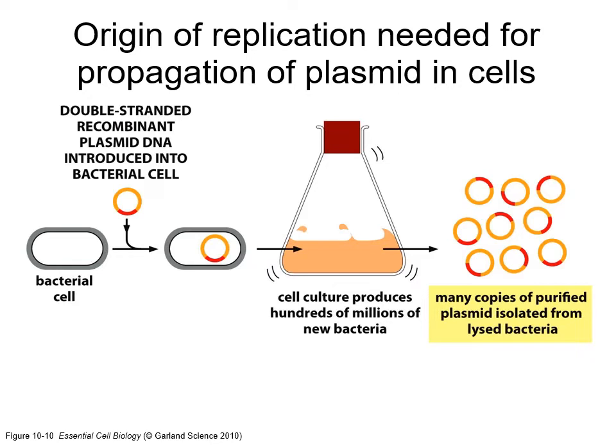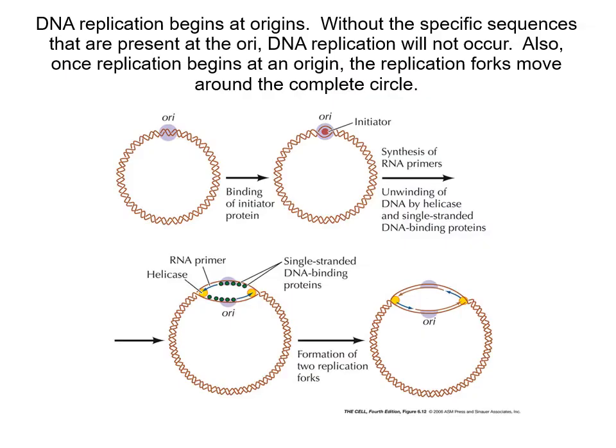Okay, origin of replication is needed for propagation of the plasmid. So we've got our E. coli, our plasmid, we've transformed it into a cell, and now we want to make many, many copies of that, or let the E. coli make those copies for us. The key here is the origin of replication is where replication starts. Once replication does start, you've got opening up of the molecule and the creation of replication forks, which make their way around the molecule, ultimately making two new molecules where previously you only had one.